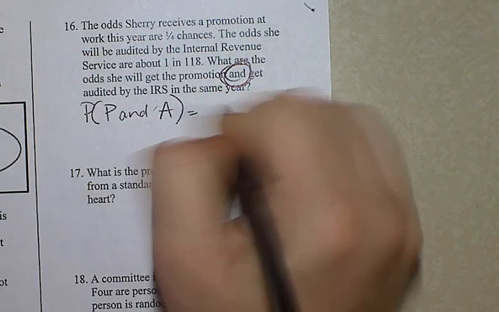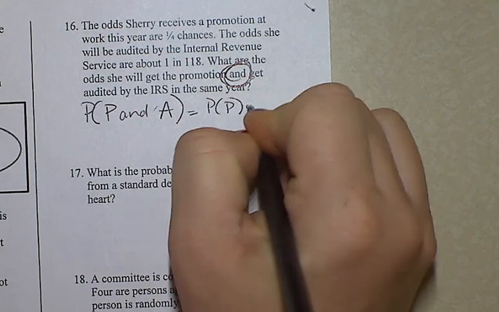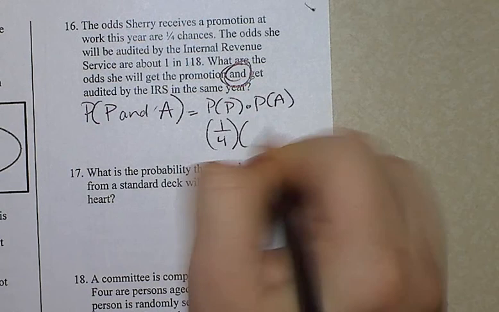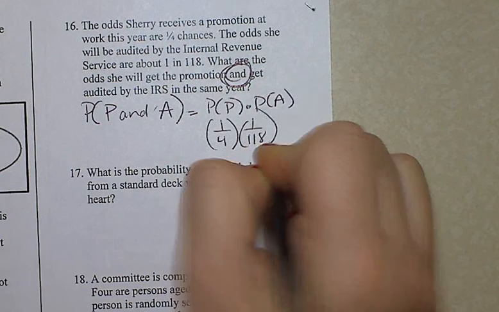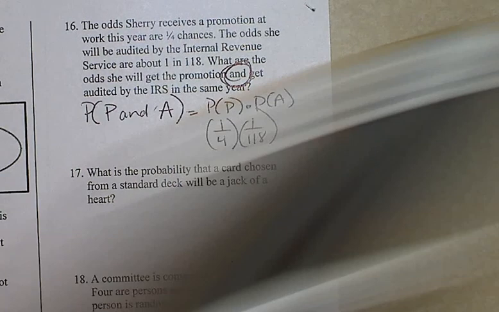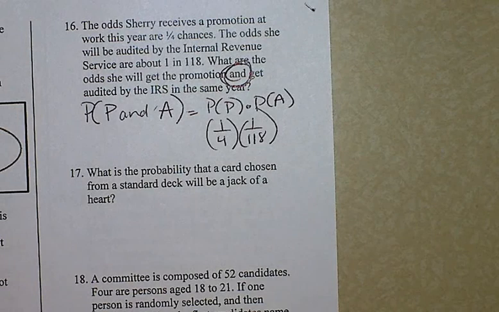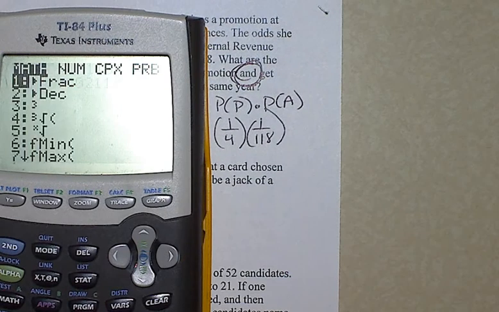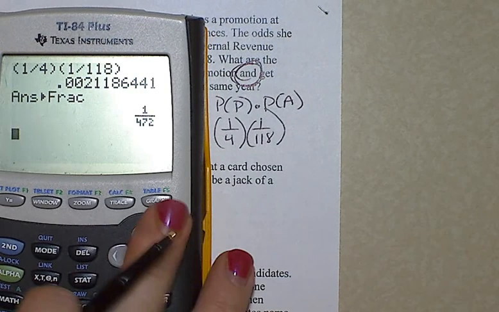So the probability of getting a promotion times the probability of getting audited. Promotion is 1/4. Audit is 1 over 118. Please multiply. Because it does not give us specifics, leave your answer either as a decimal if it's terminating or as a fraction in lowest terms. It is not terminating. So I'm going to hit math fraction, enter, enter, and 1 over 472.